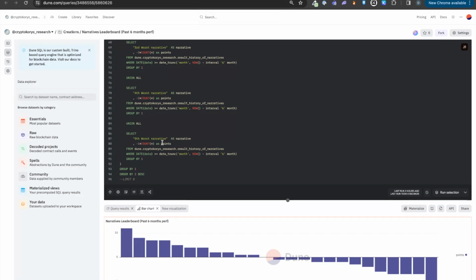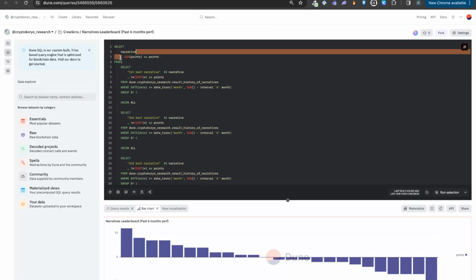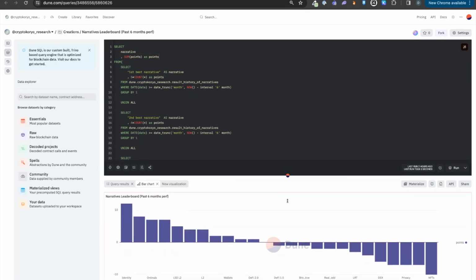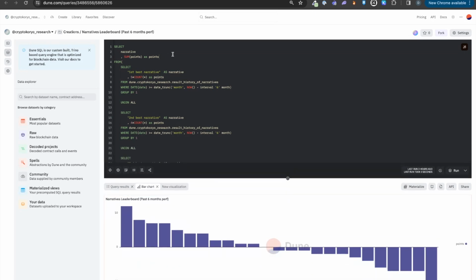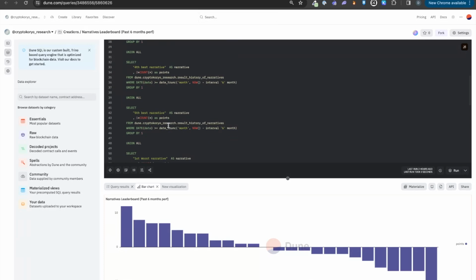And then for the last 6 months, as you can see, we add all of these points, and this gives us a score per narrative. But not all narratives: only narratives that appeared in either the 5 best narratives of one of the last 6 months or the 5 worst. Otherwise, they will not appear here. That's why you don't see all of the narratives here.